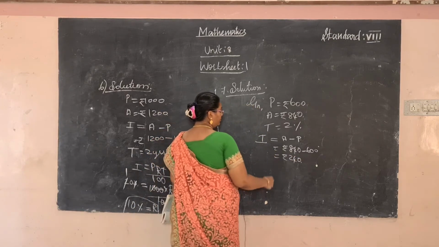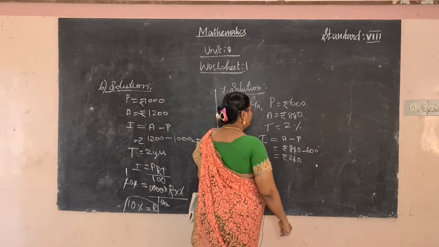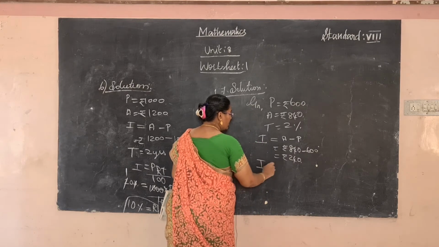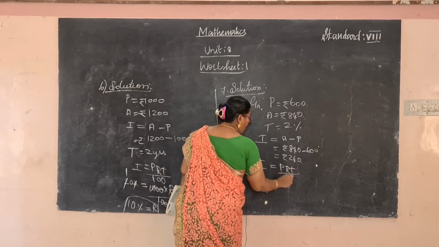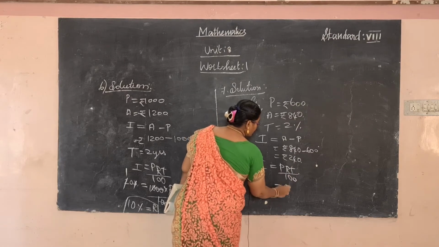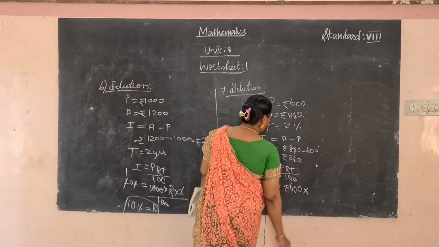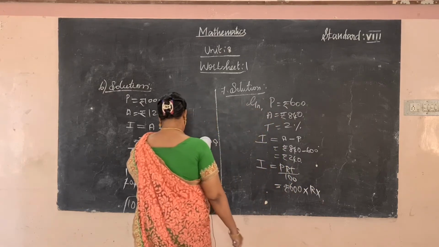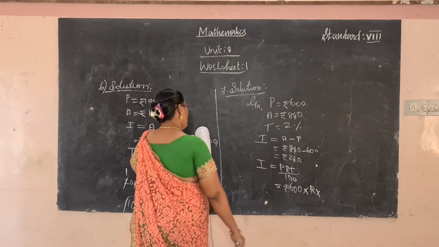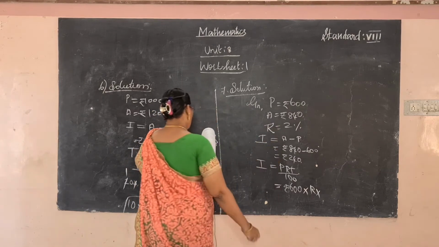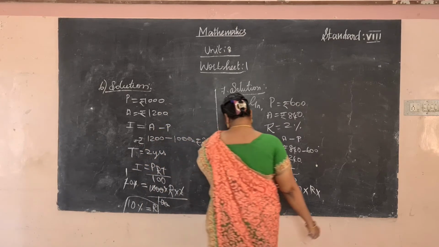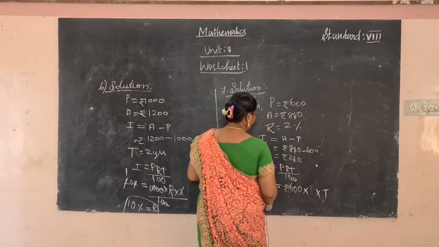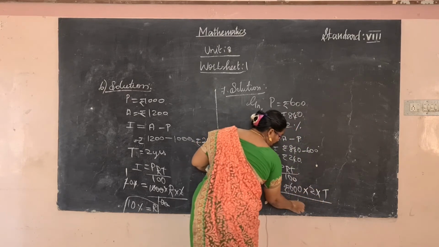Okay, and then now write the formula. Simple interest is equal to PRT by 100. So P is rupees 600, R value is given, T is what we have to find out. Find the period only we have to find out. So R value was 2% by 100.